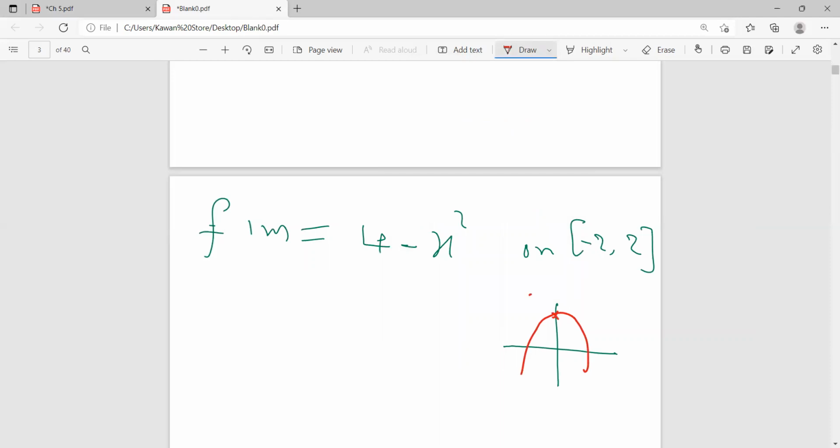X squared is like that, and after the minus, it will be completely downward. So we have 2, and we have minus 2. The question is: find this area. Understood? I don't need here, because I need here. That's my area. Because I have the boundary, I have -2 to 2. I say the integral of 4 minus x squared dx. Understood? Because I want the formula. Here's the boundary, the low boundary.